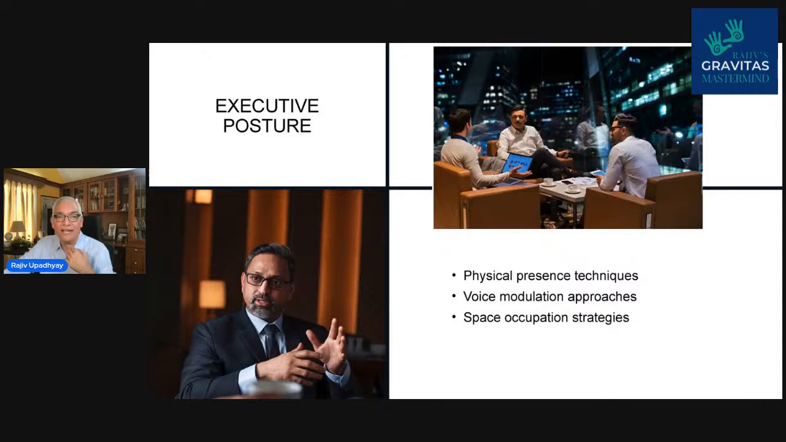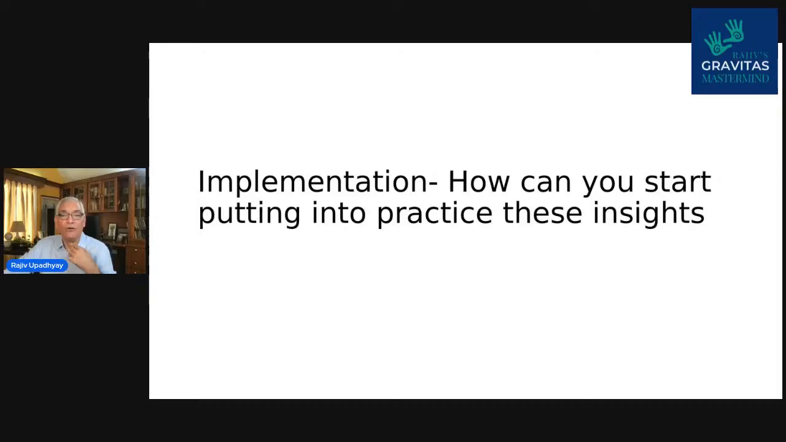Now, the last bit I'm going to share with you quickly is about implementation, right? What happens is most of the time it's not about the information. It's not about the knowledge that we have got.